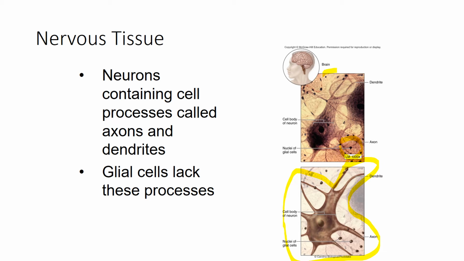Now, a difference too is that glial cells are going to lack these processes, which are these axons. I'm going to talk more about this when we get to the nervous system, but that's one way to know that you can differentiate between the two.